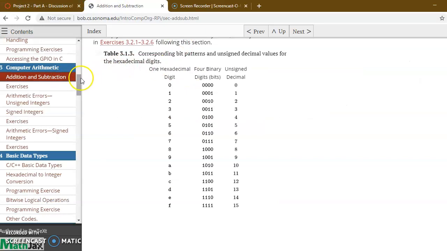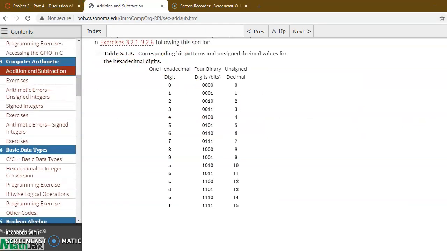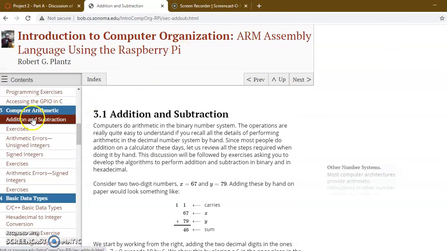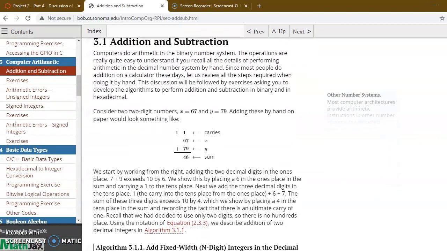So let's look at addition and subtraction. Computers do arithmetic in the binary number system. That means whenever they're adding numbers together, they're adding them in binary because, as I've said before, computers only understand 2 things, which is on and off. We represent that as 1 and 0. So, of course, they would only add numbers in binary. So basically, any number that you can think of in your head in decimal, the computer is automatically converting to binary so it can add it together.